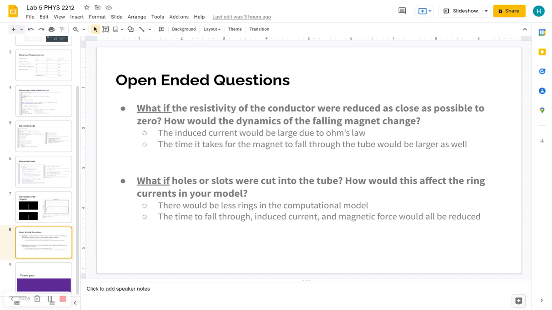What if holes or slots were cut into the tube? How would this affect the ring currents in your model? There would be fewer rings in the computational model, and the time to fall through, induced current, and magnetic force would all be reduced. So we can see that there's a certain relationship: when we cut slots in the tube, this decreases all of these components.